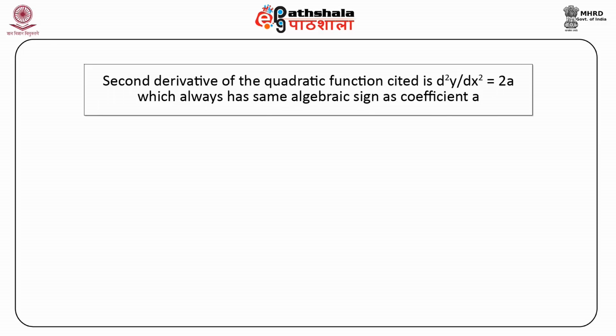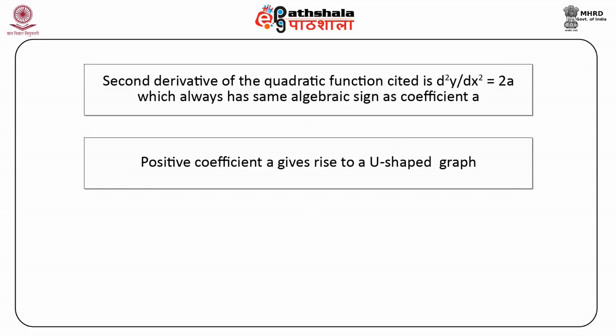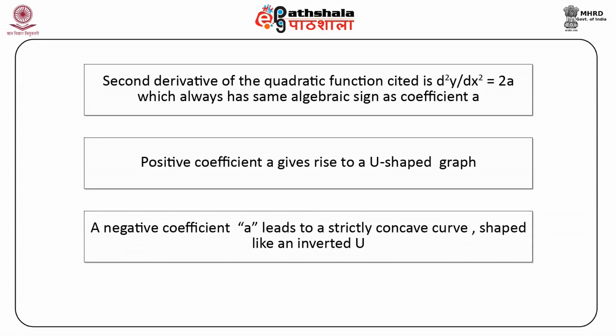The second derivative of the quadratic function cited is d²y/dx² and is equal to 2a. This derivative will always have the same algebraic sign as the coefficient a. A positive coefficient gives rise to a U-shaped graph. A negative coefficient for a leads to a strictly concave curve shaped like an inverted U.